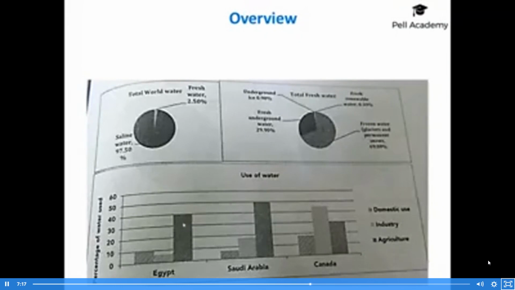Agriculture is the primary use in Egypt, primary use in Saudi Arabia, and secondary in Canada. So I'll probably just go with the primary. Something like, although domestic use was the primary consumer of water in Egypt and Saudi Arabia, Canada used most of its water for industry. Whatever way you choose to represent the information is fine, but I think that would be the most straightforward here. So it's domestic in Egypt and Saudi Arabia, whereas industry is the primary in Canada. That would be my overview.